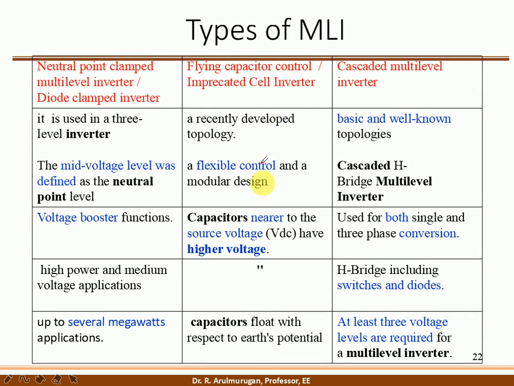With the flying capacitor, the capacitor nearer to the source side means a higher voltage it will produce. Okay, voltage booster type of applications, and several megawatt applications. The capacitor floats with respect to the earth potential. So at least three voltage levels are required. You will look for that in the cascade method. At least three voltage levels are required.